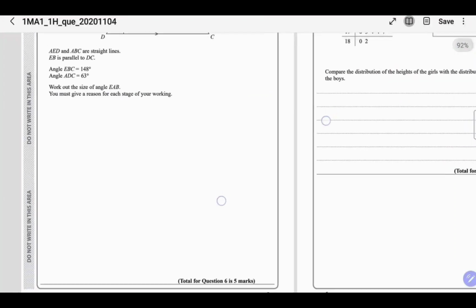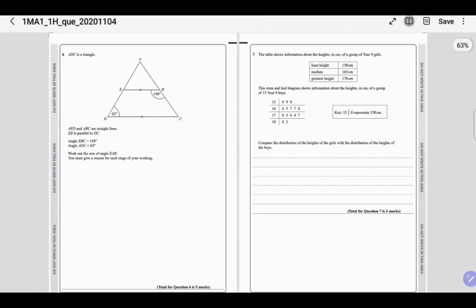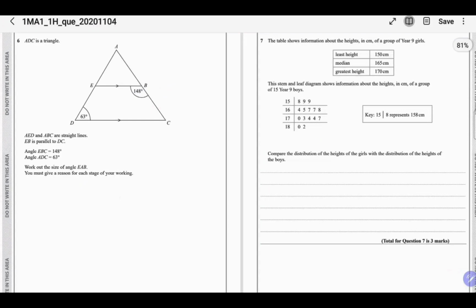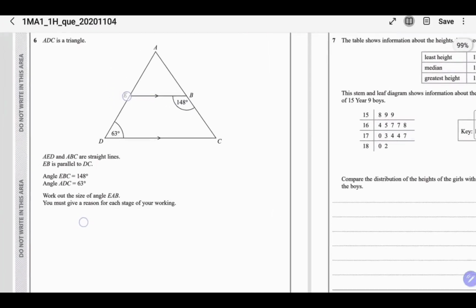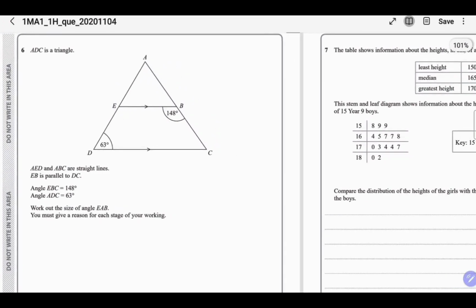Next page. ADC is a triangle. AED and ABC are straight lines. EB is parallel to DC. Angle ABC is 148 degrees and angle ADC is 63 degrees. Work out the size of angle EAB. You must give a reason for each stage of your working.